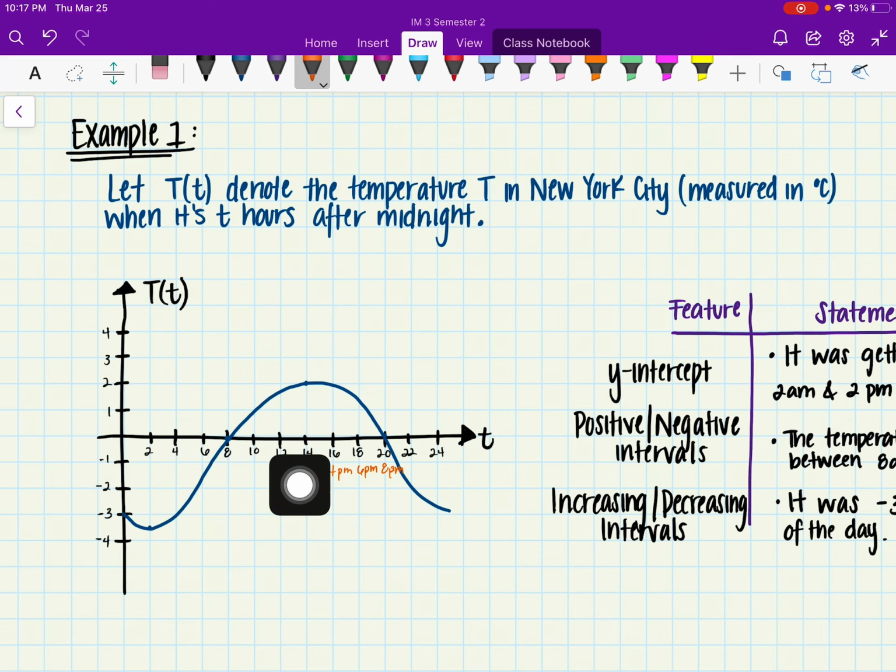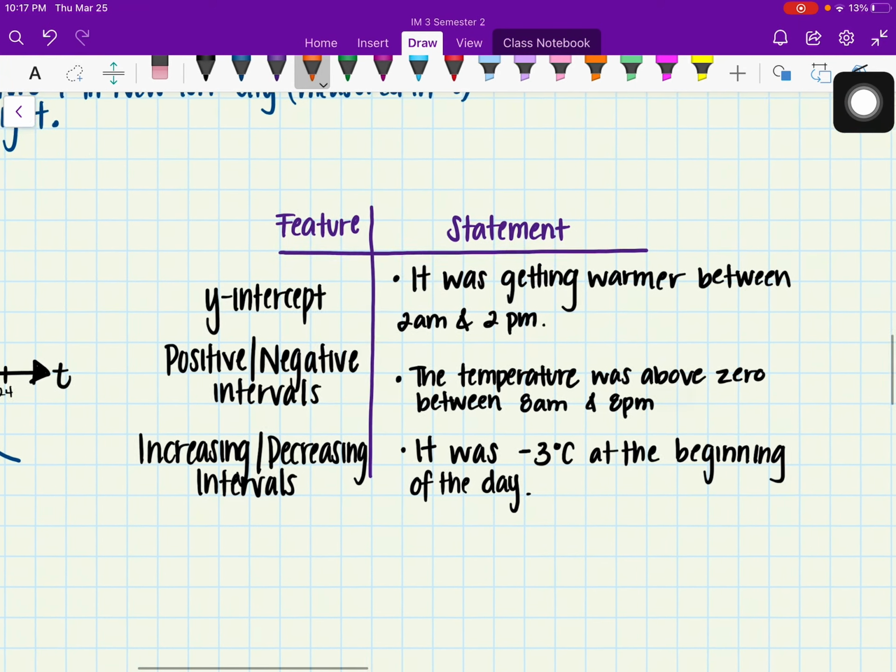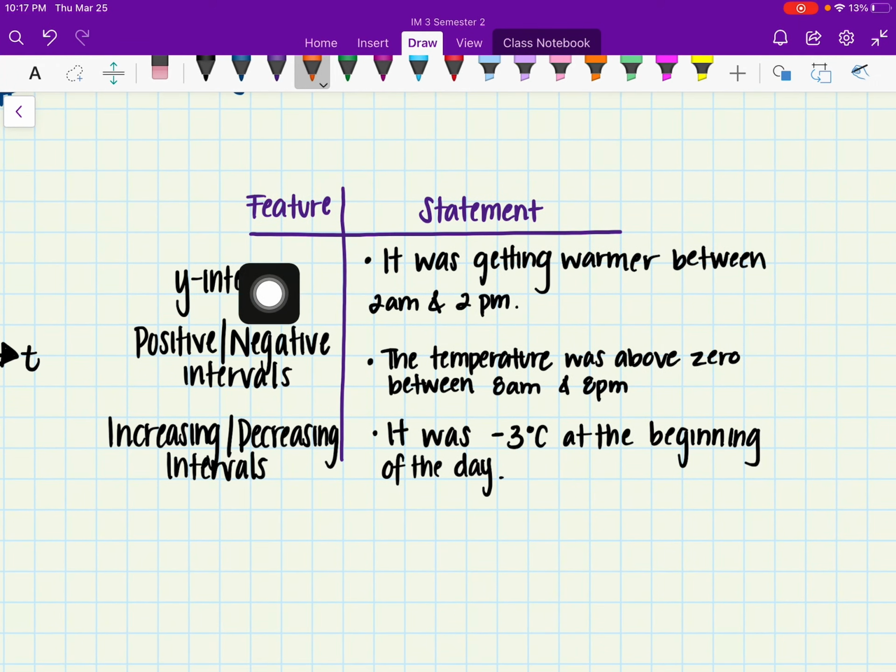And then from 2 p.m. on, it was a decrease. We could see that as it was a decrease. And there were 2 points, 2 hours where the temperature was at 0. All right, so this is below 0. This is above 0. So in this case, what we want to do is take a look at these statements here. And we have different features from the graph. We have the y-intercept, we have positive and negative intervals, and we have increasing and decreasing intervals.